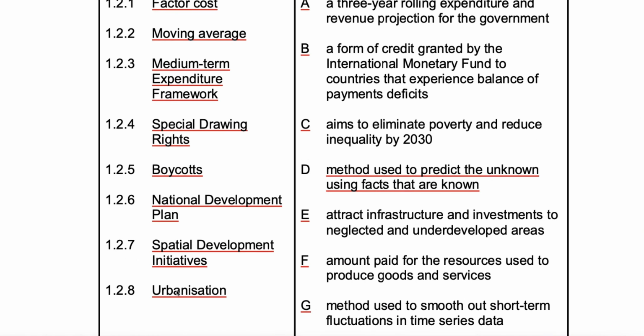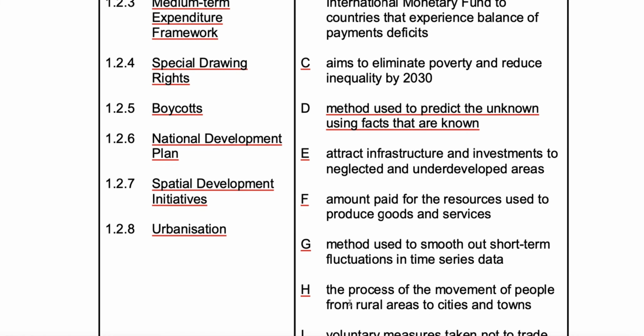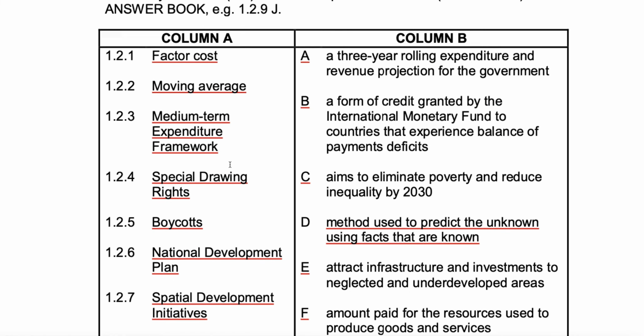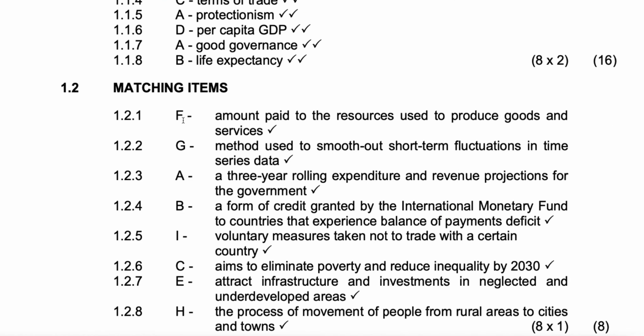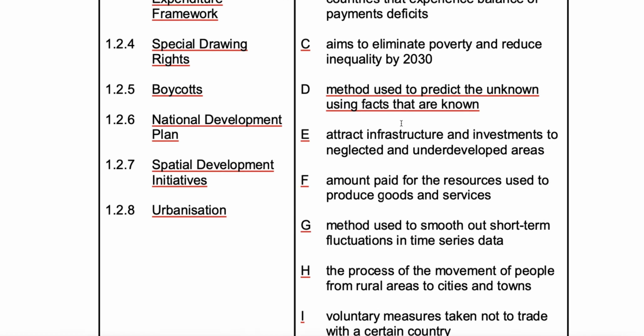My memory is short. H. E. H. Okay, urbanization. H. The process. Yes. So we got it right. Here are our answers. Let me put them back again. F, G, A, B, I, C, E, H. Okay, I hope you got it right.